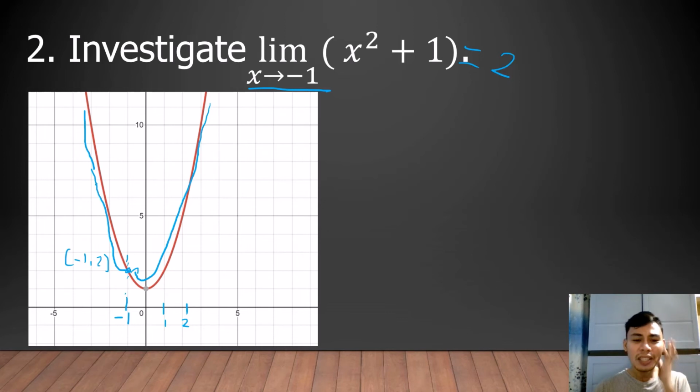Baka sabihin nyo, sir, pwede lang ba hindi na mag-trace tapos go ka na sa point kung saan may y value na? Okay. Yes, it's up to you na. I'm just showing the process, the same sa table of values. Now, we move from the left and we move from the right. Kung the same lang ang patutunguhan niya, yan ang limit. Para ma-connect nyo lang na sa graphing at saka sa table of values, same din lang pala ang concept.